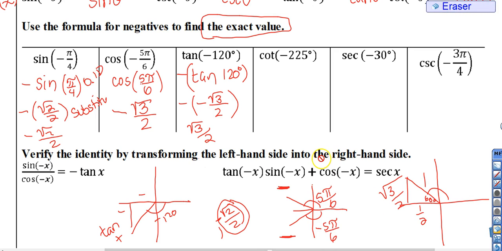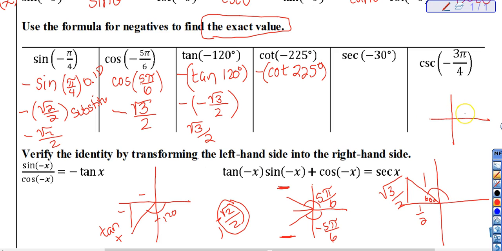All right. Let's move on. Cotangent of negative 225. So what's the rule? Cotangent's even or odd? Odd. So the cotangent of negative 225 is the same as the negative cotangent of positive 225 degrees, or the opposite. So let's take a look at the cotangent of 225 degrees.